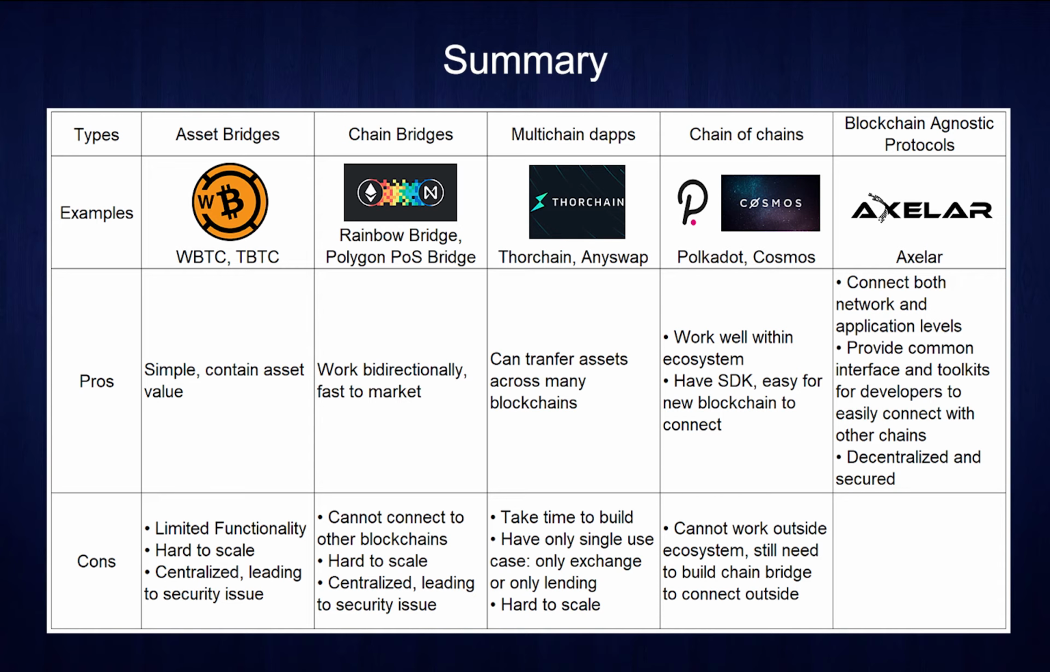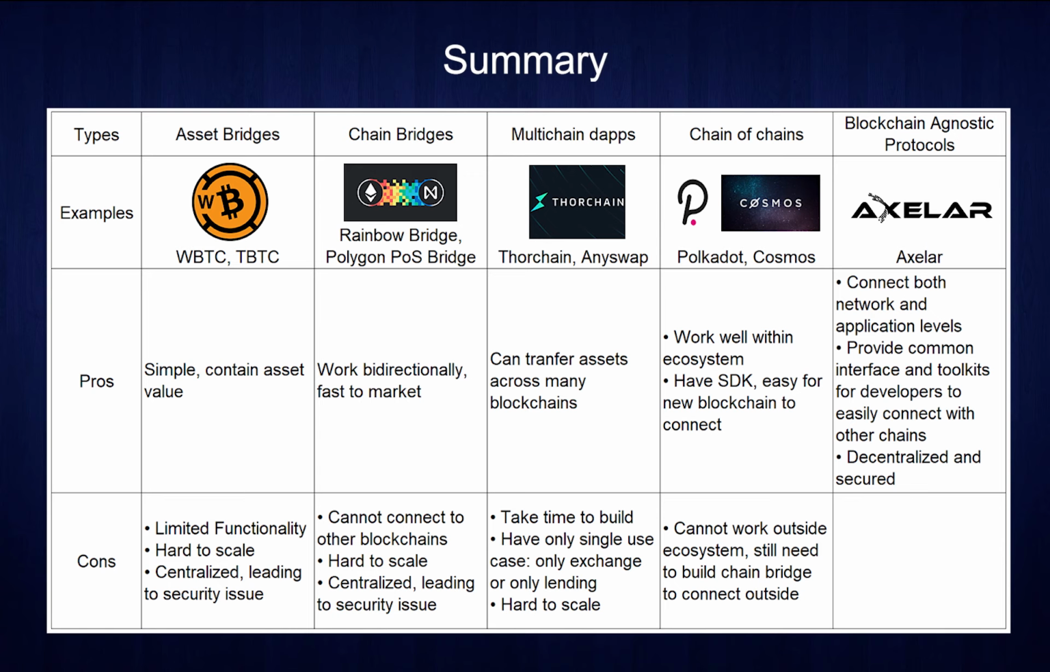The most basic form of interoperability solution is an asset bridge, like WBTC. It's simple and contains asset value. But it has limited functionality and is hard to scale. Second, chain bridges like Rainbow Bridge, Polygon POS Bridge. It works bidirectionally and is fast to market. But chain bridges can't communicate with other chains. Most of the chain bridges are centralized, so users have a higher risk when they transfer assets.